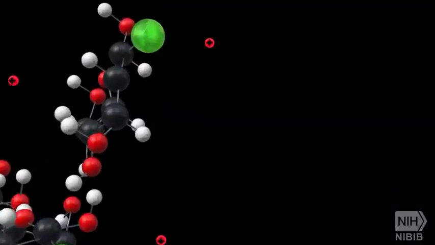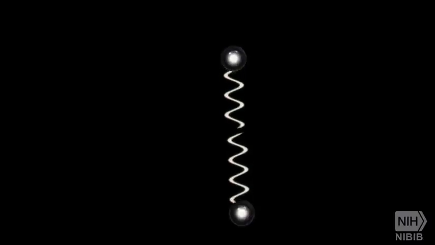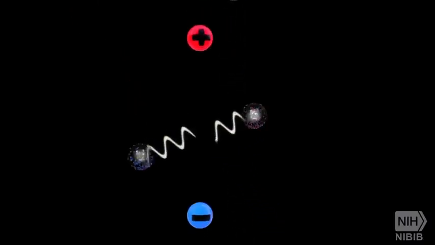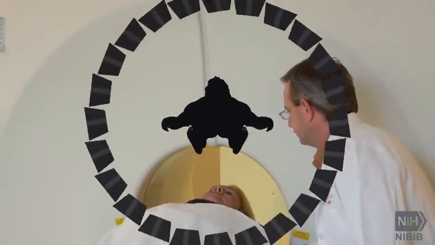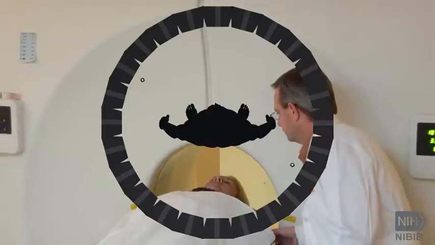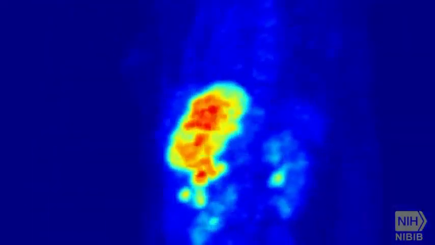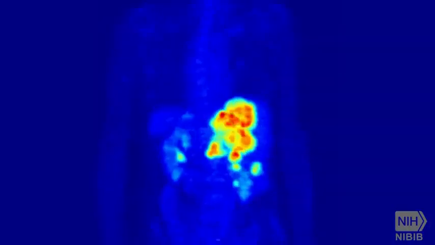The isotope produces small particles called positrons, which interact with surrounding electrons. This interaction results in the complete annihilation of both particles, releasing two photons that speed off in opposite directions. The detectors in the PET scanner measure these photons and use this information to create an image of the distribution of FDG in the body.